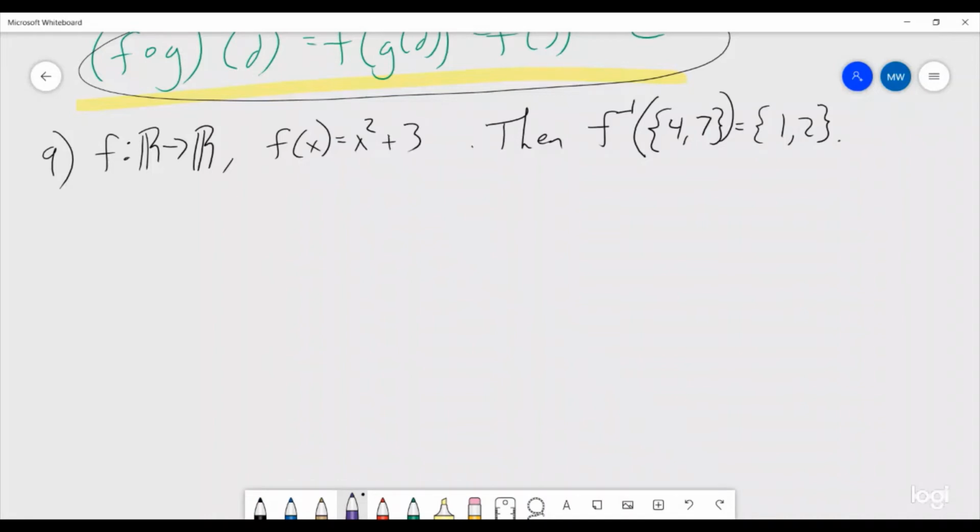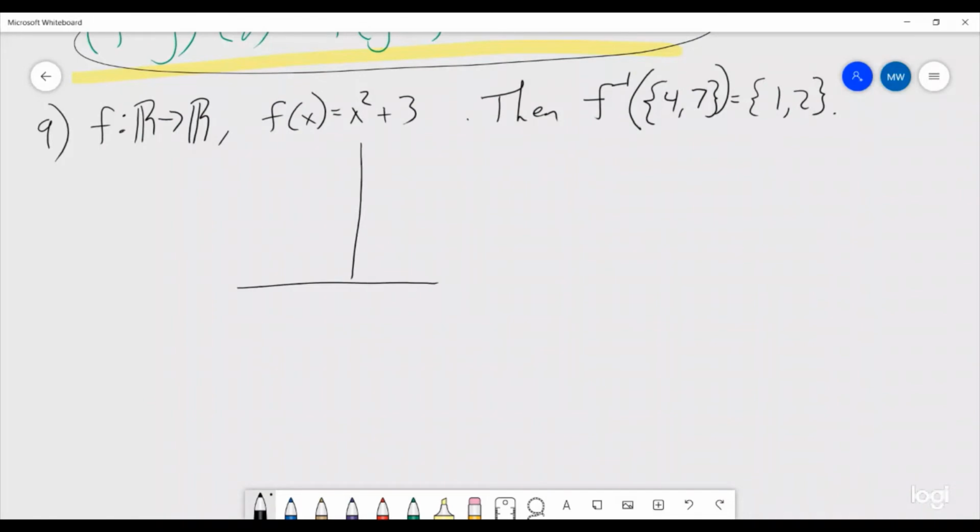I don't know. Okay, so let's look at what the graph of x squared plus 3 would be. So we got something like this. So we are looking for the preimage of {4, 7}. So we are looking for all of the inputs that give those outputs. So just looking at this, we see we should get 4 different inputs to give those outputs. So just from the fact there's only 2 listed, we know this is probably going to be false.